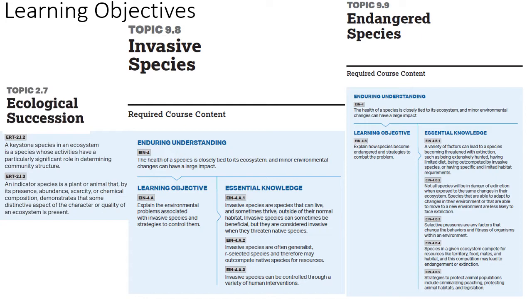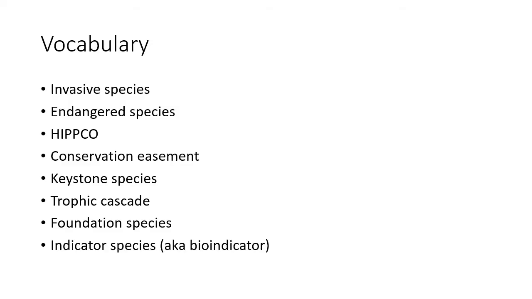We're going to wrap up ecological succession, that topic 2.7, by talking about keystone species and indicator species. And then we're going to move fast forward way further into the school year to our last unit, looking at topics 9.8 and 9.9, invasive and endangered species respectively. The vocab is here. I forgot to switch this up, so this is a little bit different order than what is actually in the PowerPoint, but that's okay.